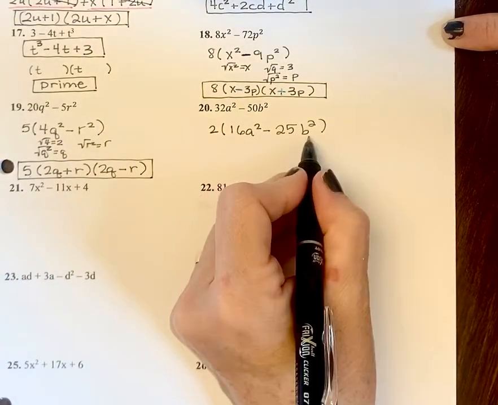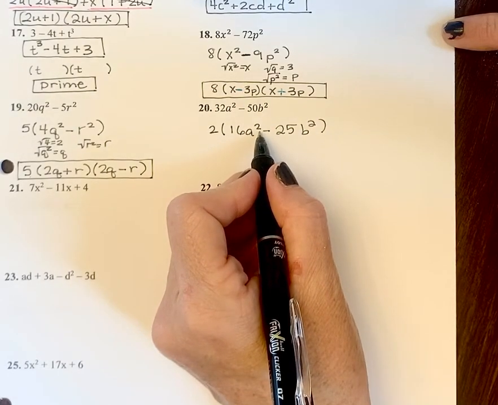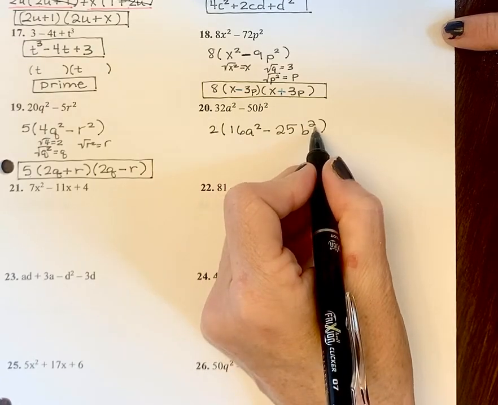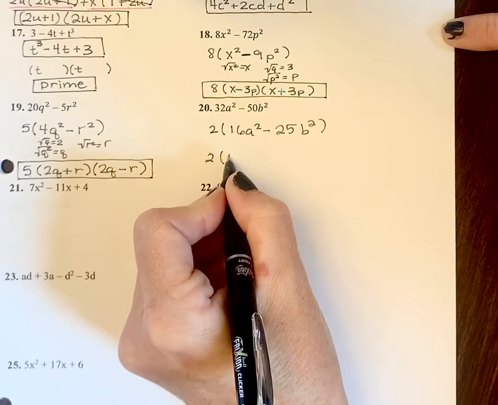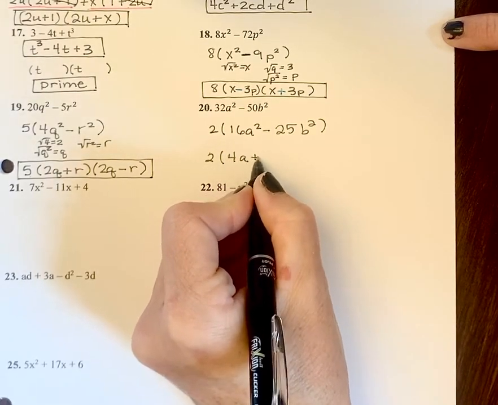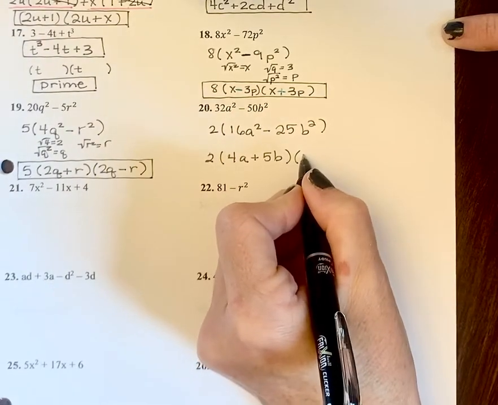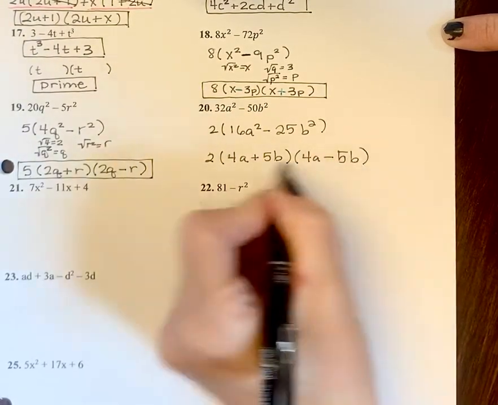Now let's check for perfect squares. Can I take the square root of 16 and the a squared? Yes. Can I take the square root of 25 and the b squared? Yes. So I can go ahead and write my answer. Square root of the first term goes in the first spot. Square root of the last term goes in the last spot. One is a plus and one is a minus.